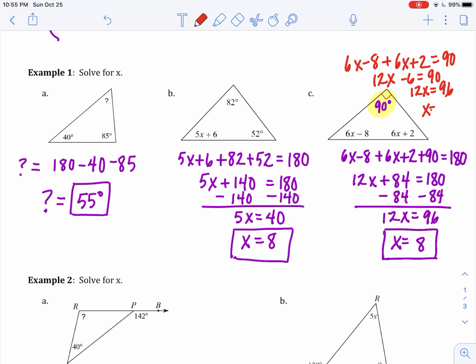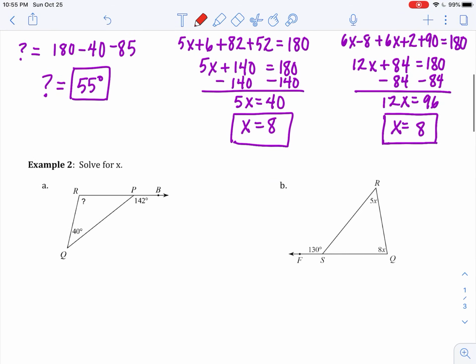and your x will equal 8. Same exact answer. So we could do this method or we could do this method. Either one is fine. You'll still get the same answer. So some people just like to add everything up to 180 in a triangle. They don't want to bother with that shortcut. So it's up to you.